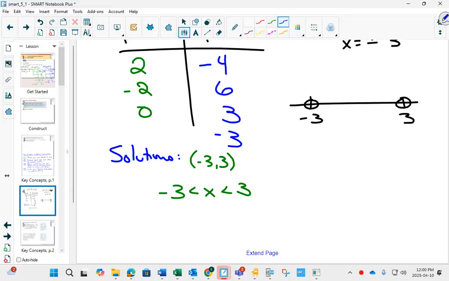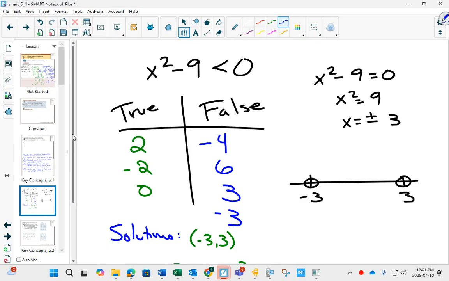And then we're going to do test points. And what you did here was test points. But when you find a test point that is false, like you plugged in 6 and it was false, it actually means this entire section, no matter what you plug in, bigger than 3. Does it make sense that that would always be false? Plug in 10. Yeah, false. Plug in 5. False. Plug in 8 million. 8 million squared minus 9. Is that less than 0? No. False.